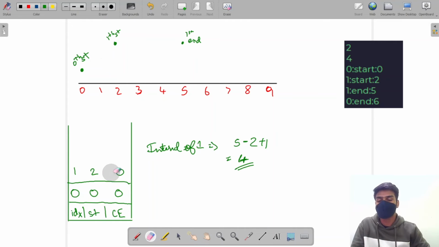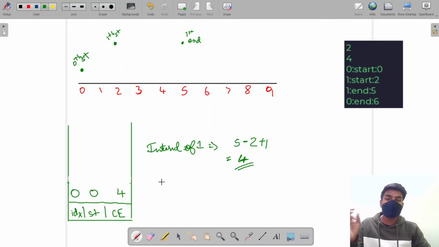So what will I do now? I will pop this out and add the child execution of 4, because it is the child of 0 only. So we have to update the child execution by 4, because the interval of 1 was 4. So the 0th child execution was 4. Now 0 ended at 6.